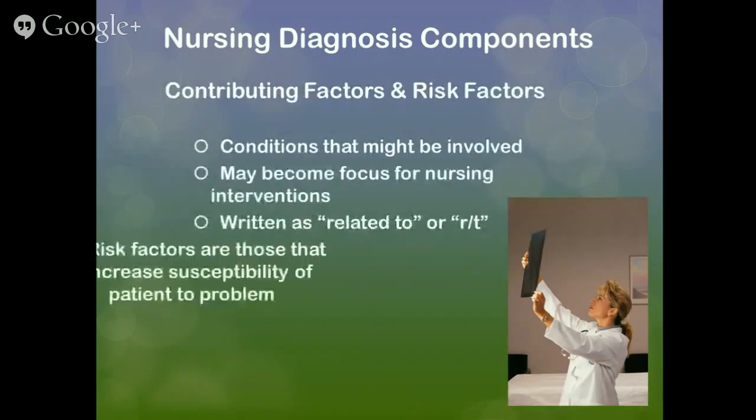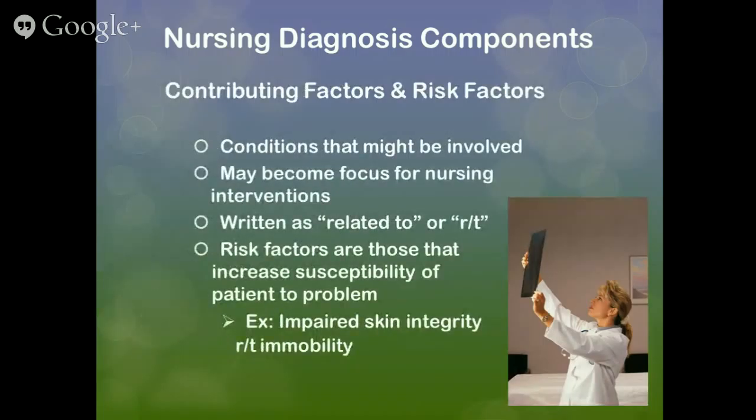When we look at our contributing factors or risk factors, these are conditions that might be involved. So these may become the focus of our nursing intervention. We have our title, then it will say related to, or just RT, which stands for related to, and tell you why. The example here says impaired skin integrity related to immobility. So we have the impaired skin integrity, and the why is because you're immobile. If you're not up and moving, you're laying in bed all the time, it's going to cause your impaired skin integrity. So when we're looking at the related to, this is what's causing the problem.